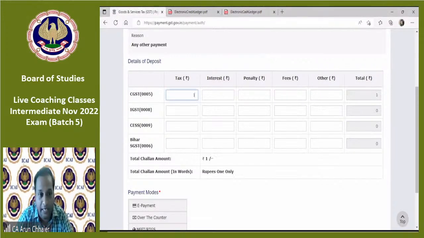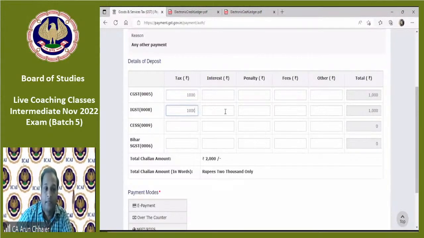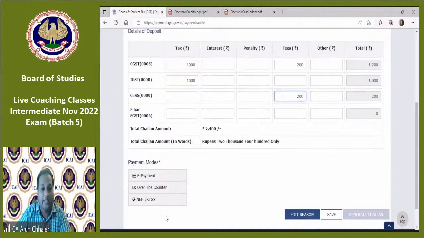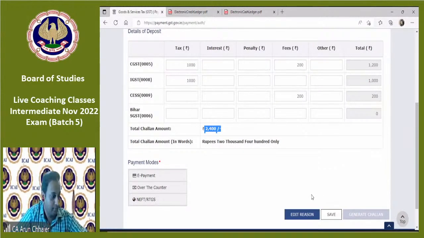So, like for example, I like to pay 1,000 rupees CGST, 1,000 rupees IGST. And similarly, 200 rupees is the late fees under CGST. And let's say 200 rupees is the late fees under IGST. So they are saying you are total liable, you are making the payment of 2,400. When I will select e-payment, over the counter, NEFT, RTGS, and then make the payment, it will be credited to my electronic cash ledger. Mansa, I hope it is clear.